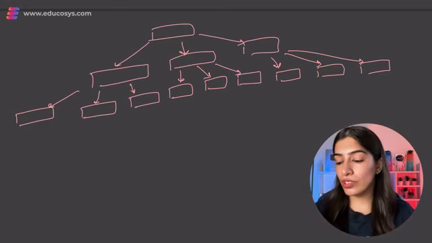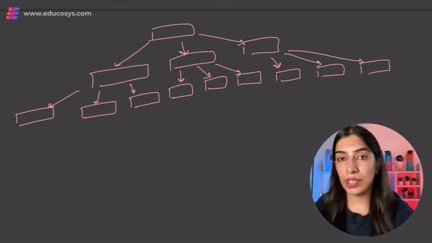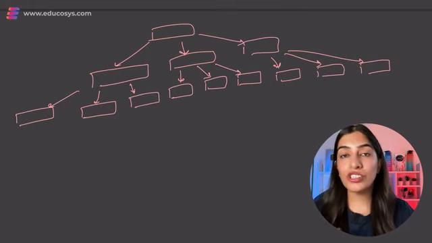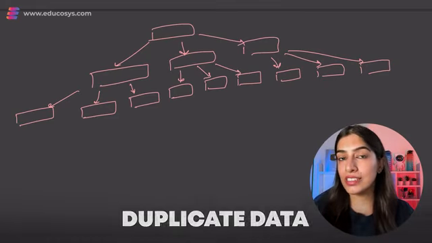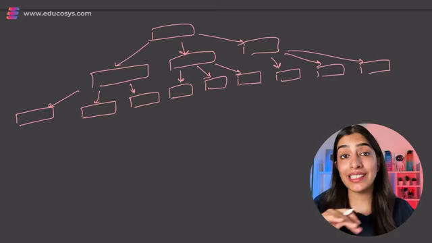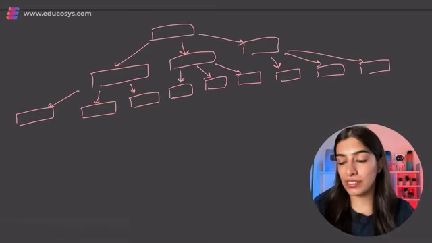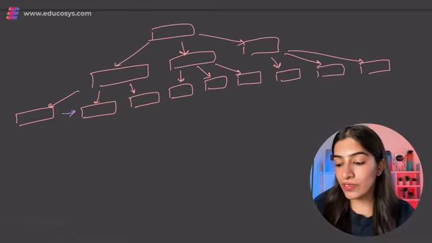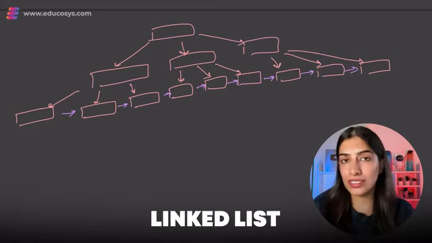But for now, just for your basic understanding, what happens in B+ trees is that there is duplicate data and it is made sure that all the data is present in the leaf nodes. All the keys are present in the leaf nodes, and then all the leaf nodes are connected in a linked list. Now, how does this help?